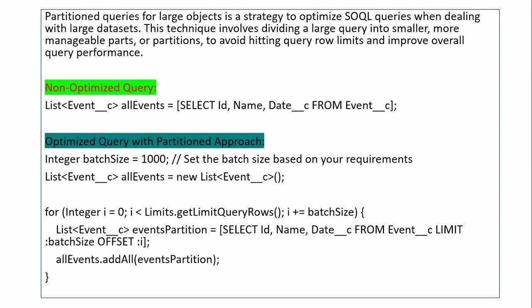Benefits of partitioned queries for large objects. Avoidance of query row limits. By breaking down the query into smaller partitions, you avoid hitting the query row limits imposed by Salesforce. Reduced impact on resources. Smaller queries are less resource-intensive, leading to better utilization of Salesforce resources.